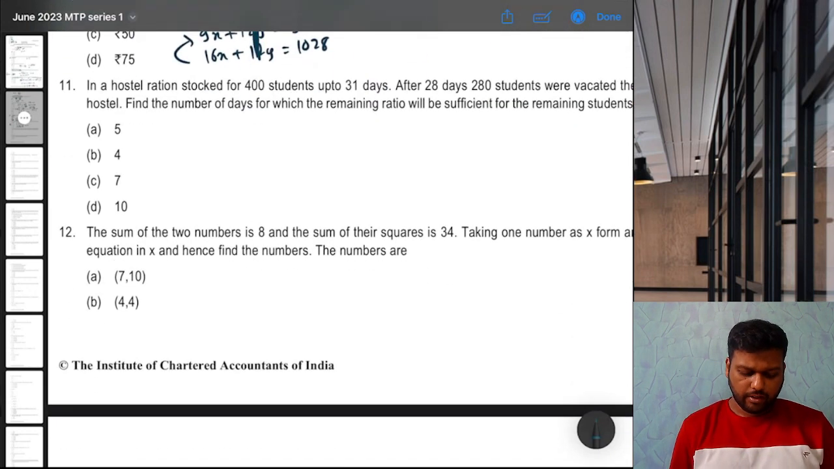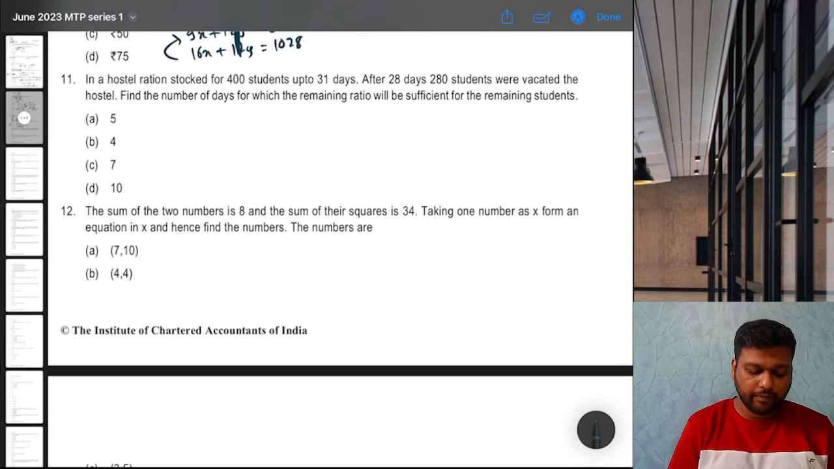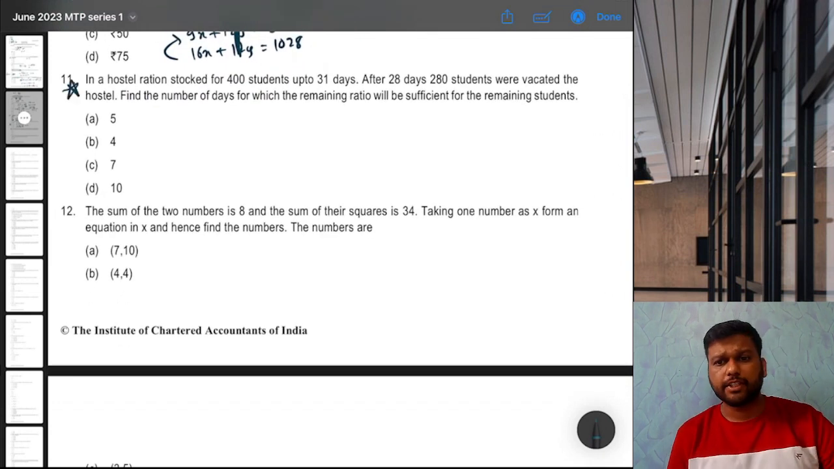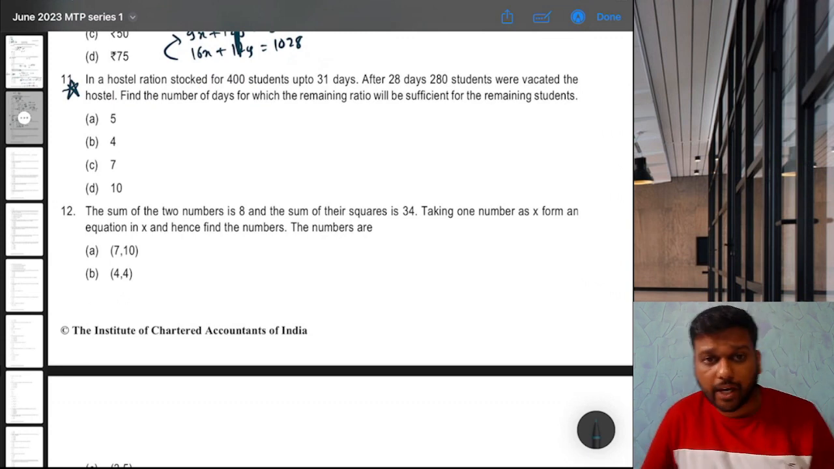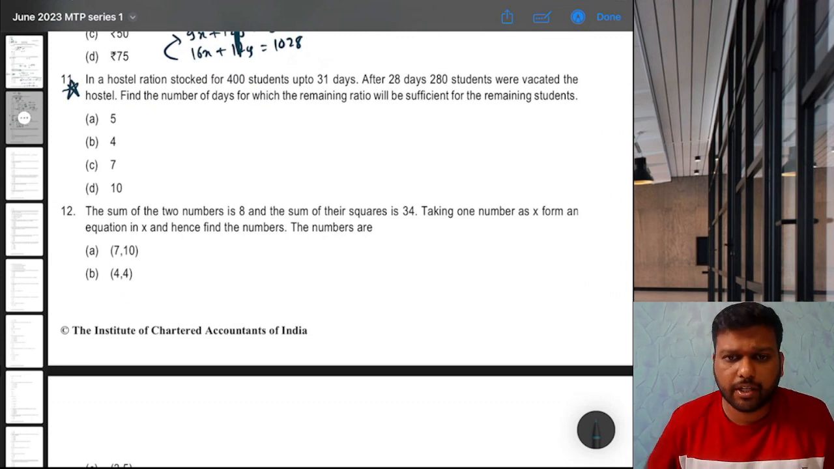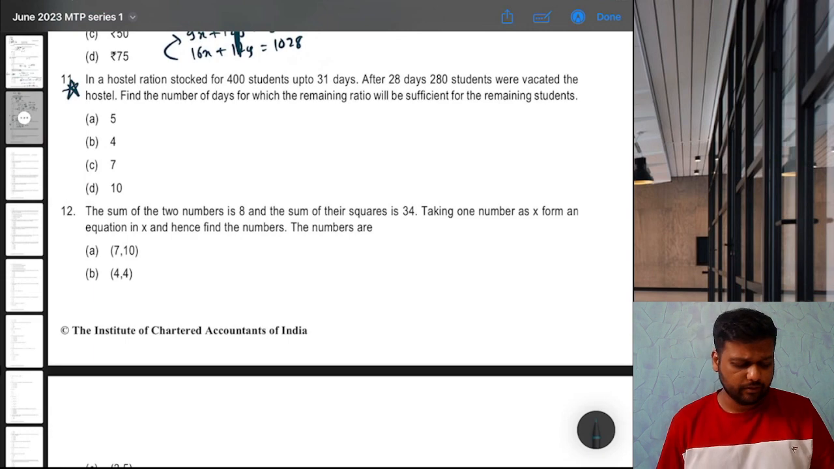Next, 11th. In a hostel, okay, this is again a very good question. These kind of questions come in CAT or entrance exams. Till now they have not come in CA exams, but now they have started asking. Okay, in the past they did not ask such questions.